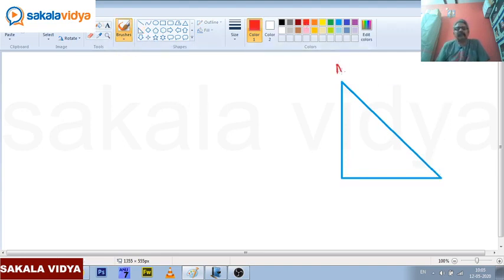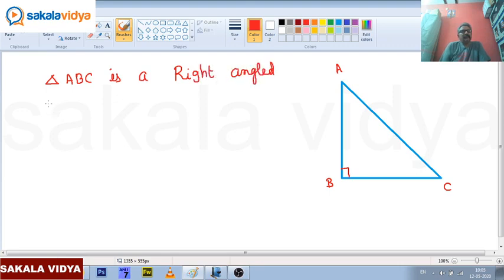Say this is A, this is B, this is C. So this is a right angle triangle. Triangle ABC is a right angled triangle where angle B is equal to 90 degrees.